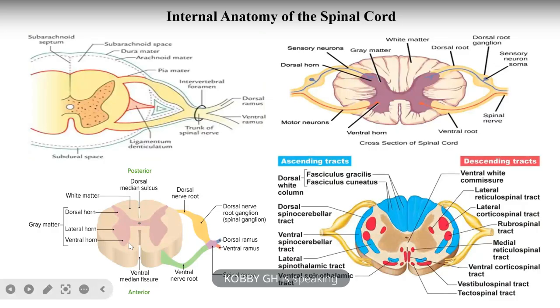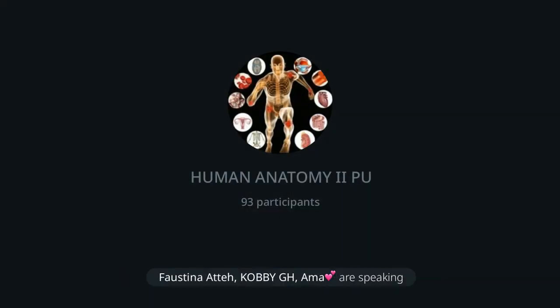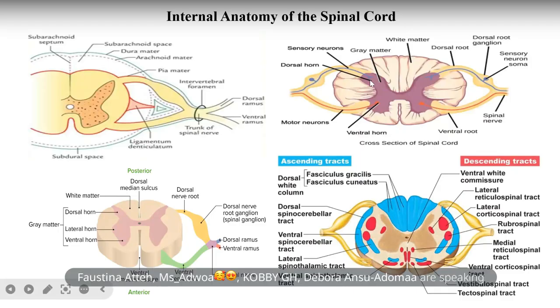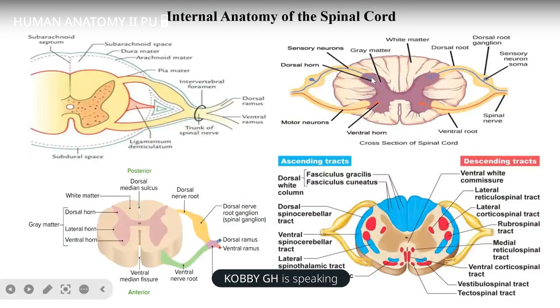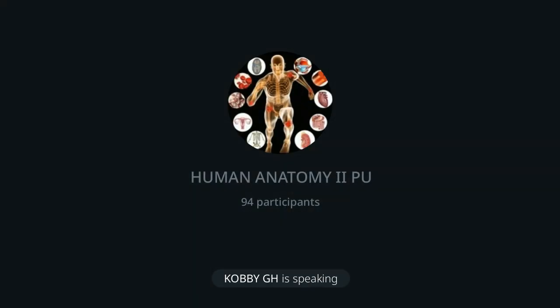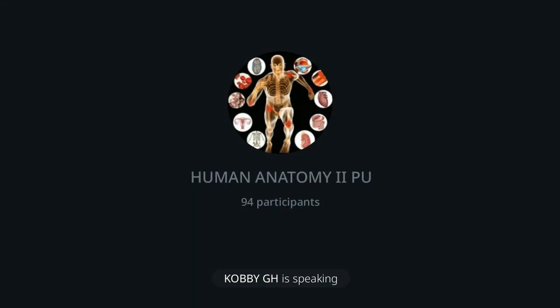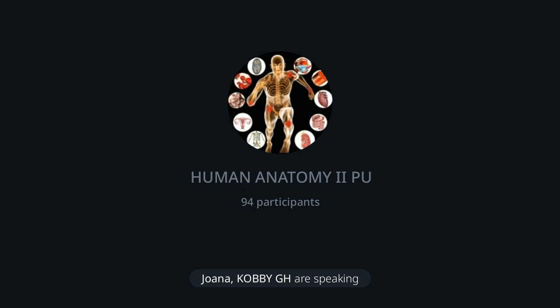You see this part of the gray matter here, we call it the dorsal horn. Say dorsal horn. Say it after me, dorsal horn. What is another term that we give for dorsal? Dorsal means posterior. Have you forgotten? Dorsal means posterior, the back.